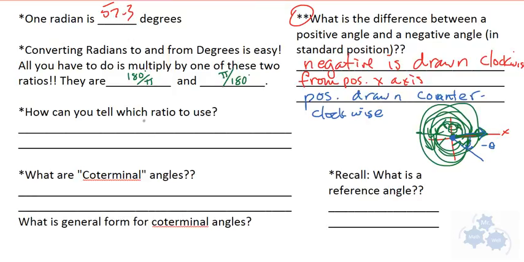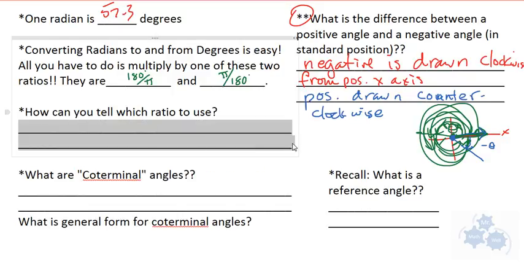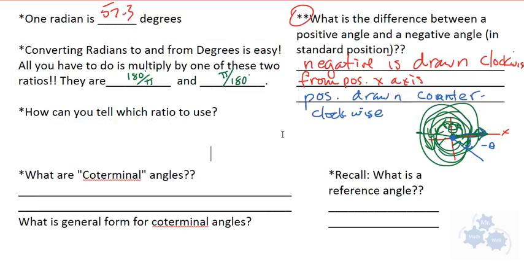All right, so how can you tell which ratio to use? This might be best explained using examples. Maybe you don't want to write a sentence here, but I did leave some space. And actually, I think I might just take those out so I can write or draw whatever I want there. So how can you tell which ratio to use? Well, if you're given radians and you're going to degrees, we're going to multiply by one of these two.